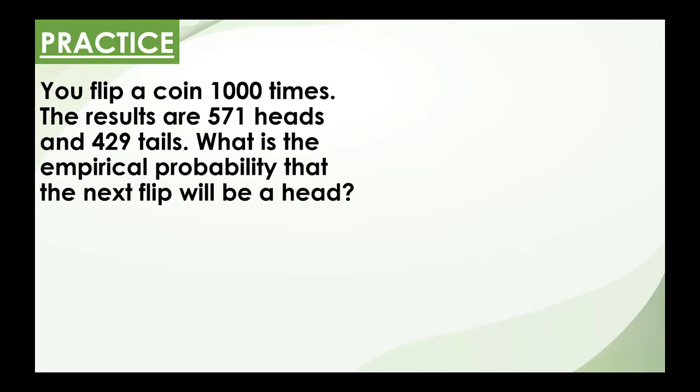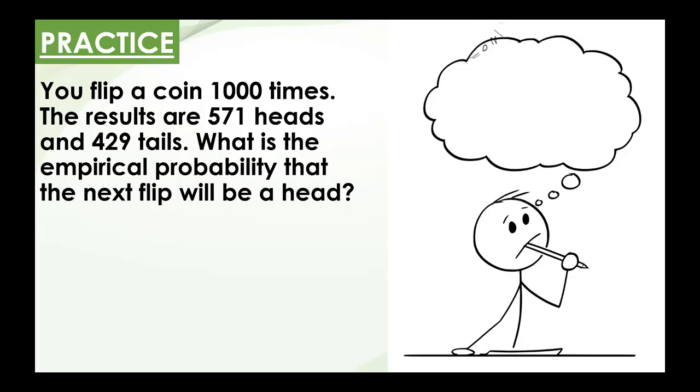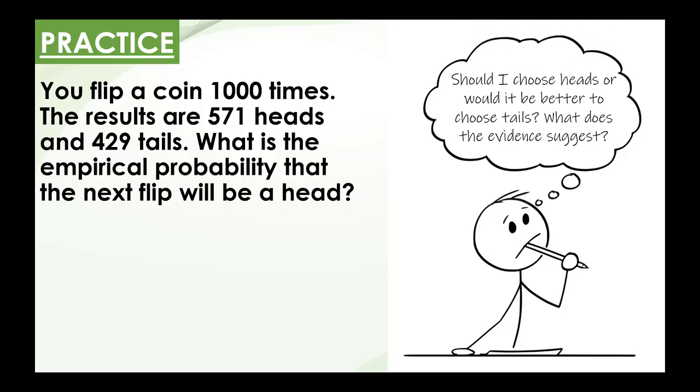So let's look at a practice problem here. You flip a coin 1,000 times. The results are 571 heads and 429 tails. What is the empirical probability that the next flip will be a head? So my little guy here, you'll see him, he says, should I choose heads or would it be better to choose tails? What does the evidence suggest?